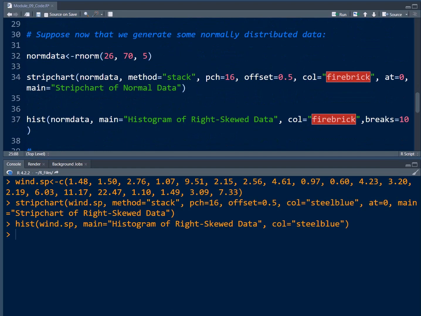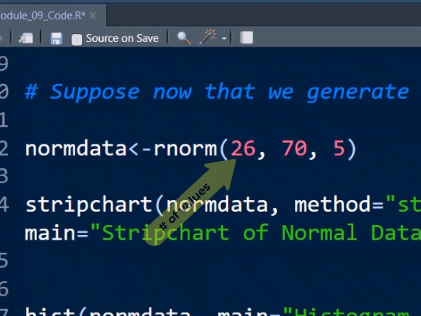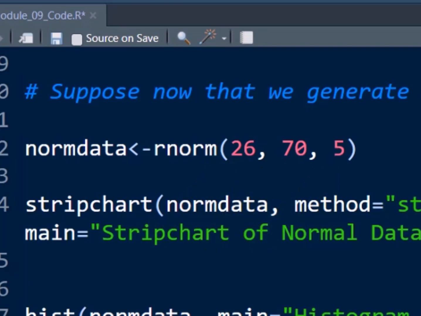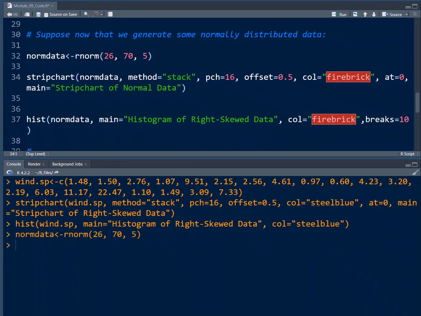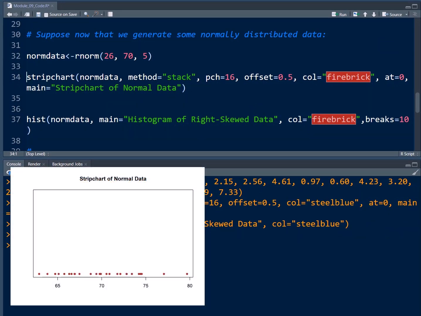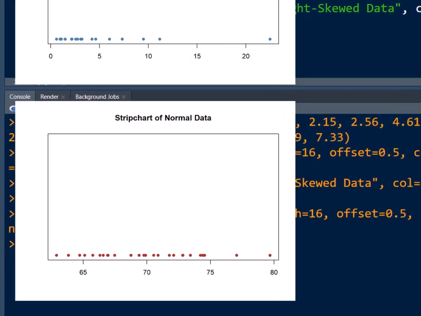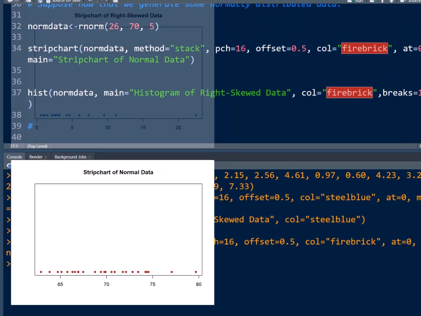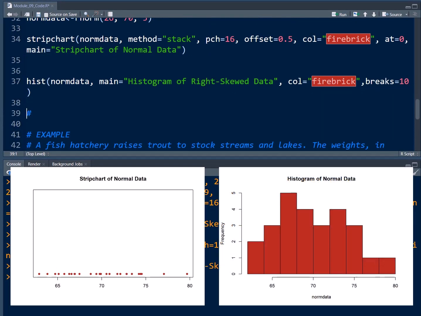Okay, I'm going to generate some data that I know is normal. I'm going to use the command rnorm(n, mean, sd), which creates a set of n values that come from a normal distribution with a given mean and standard deviation. We'll compare the strip chart and histogram for the normal data to the skewed data that we've already observed. Note how in the strip chart the points are more spread out, and I don't see any evidence of outliers or strong skewness. These same features seem to occur in the histogram. Again, I don't see any evidence of outliers or strong skewness.